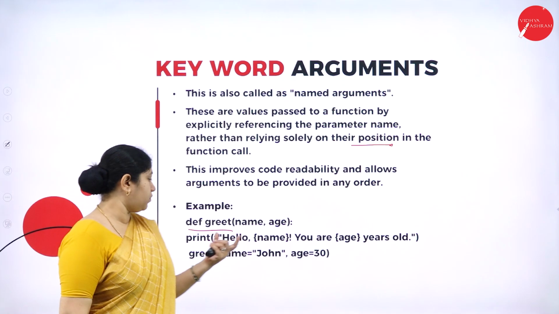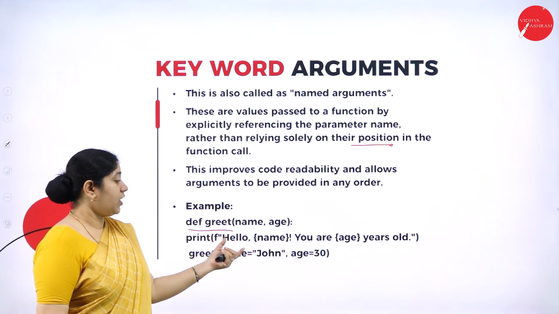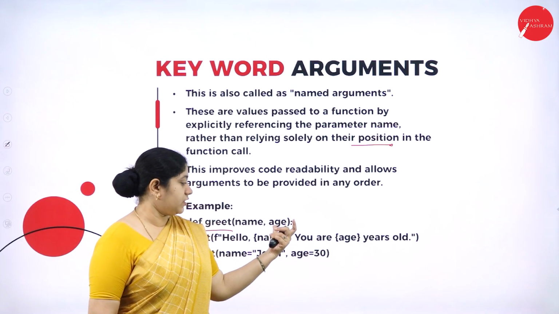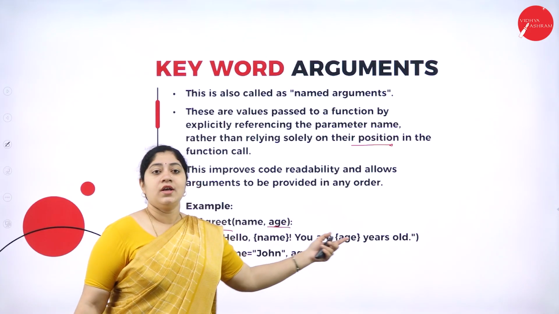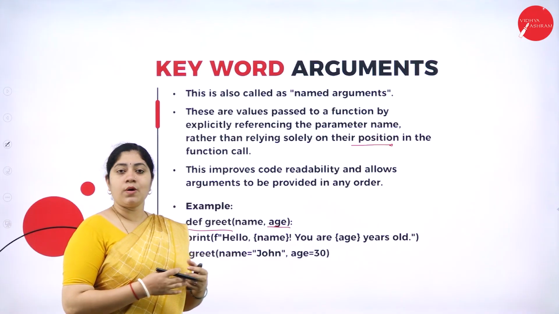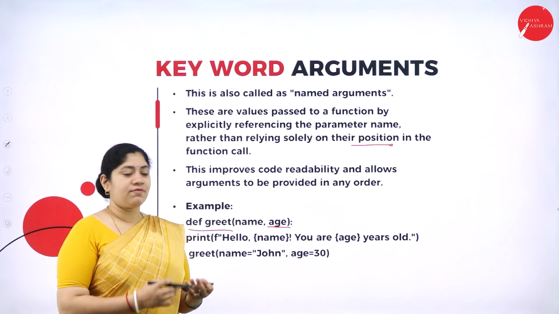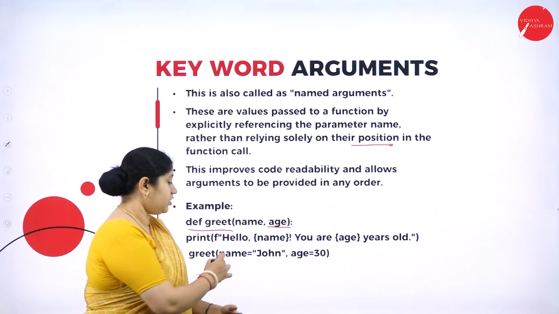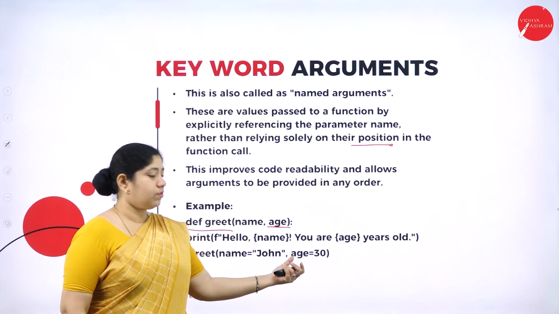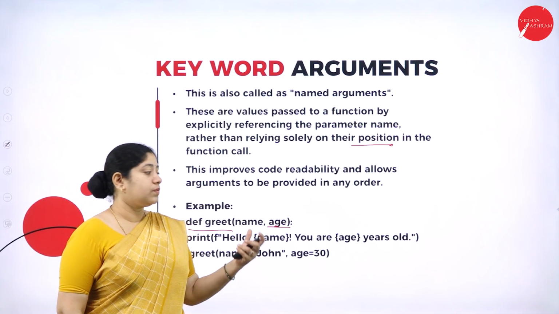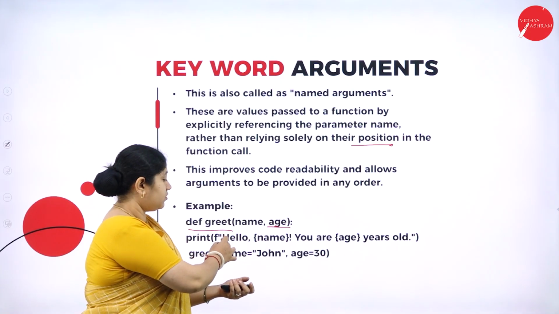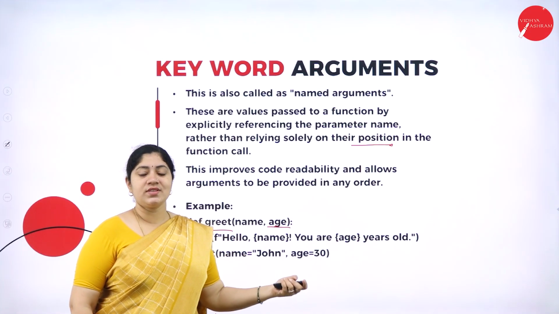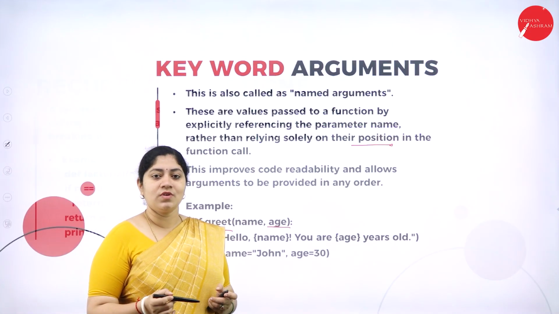name comma age, followed by we are printing hello followed by name, you are, age, what we have considered here as parameter, years old. Okay, now it's time to define the name as well as age. Greet name equals John followed by the age 30. So what can we expect in the output? Yes, hello John, you are 30 years old. So this is how keyword arguments work.